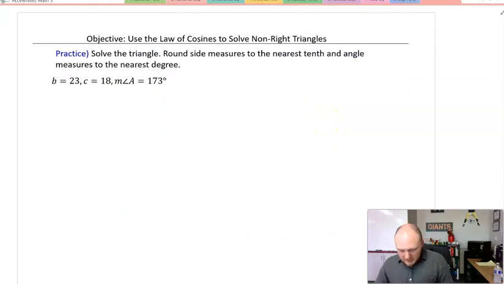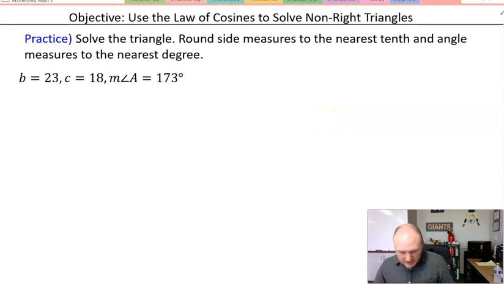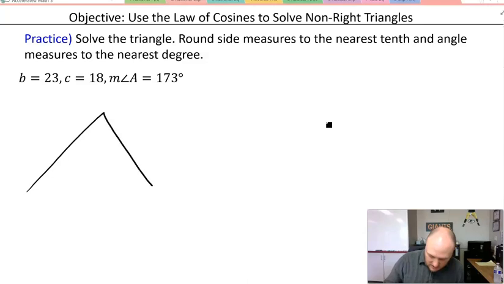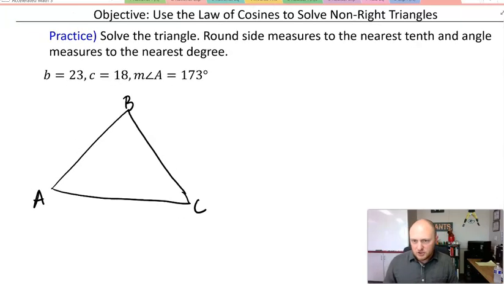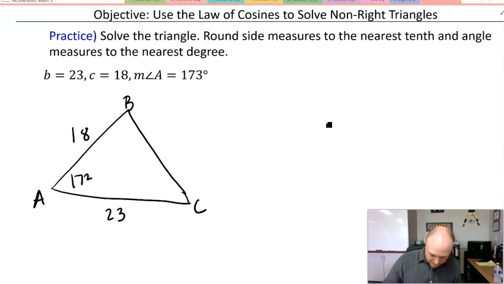Okay, here is a practice problem. Please go ahead and try this one. On this one, it helps. I don't know why they're mean and they didn't give a triangle. Let me help draw a triangle, and we'll just call it A, B, C. It doesn't matter where the information is, it's going to be the same. Here, this side is 23. Side C is 18, and angle A is 173 degrees.